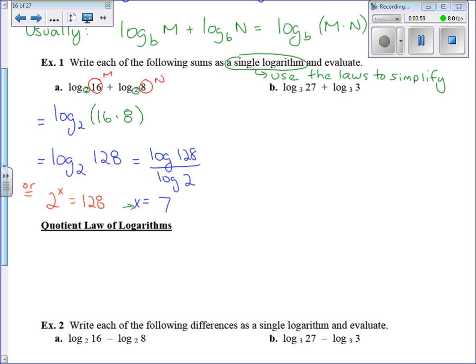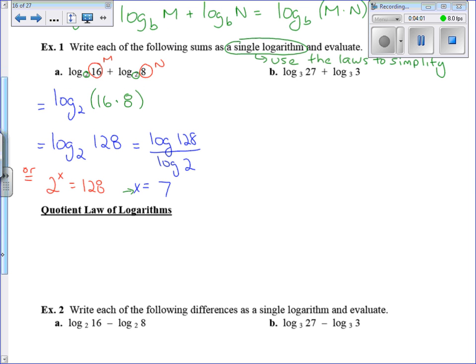So for example B here, we could do the same thing. They're both base 3. 27 is our m, and 3 is our n. So we're going to write this as log base 3 of 27 times 3. And notice when we do it, we go from having 2 logarithmic expressions to having 1. That's the point of the law. So this is log base 3 of 27 times 3, which is 81.